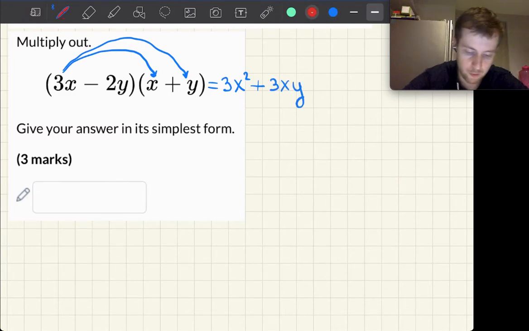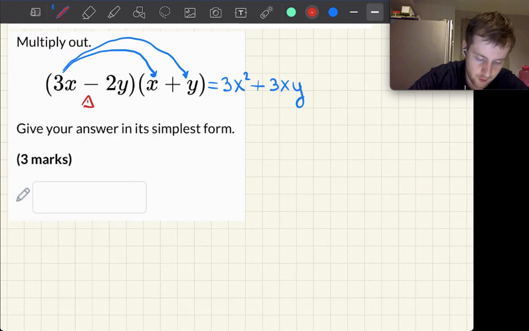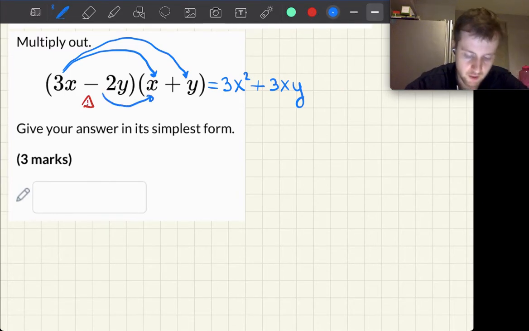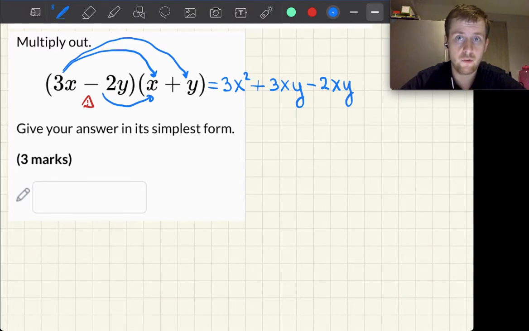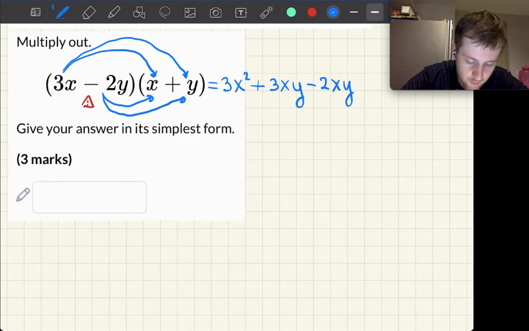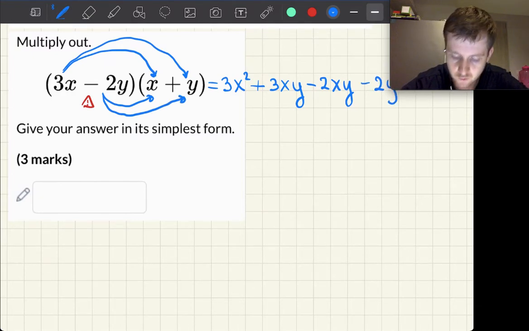Then again, don't forget about this sign. So minus 2y times x equals minus 2xy. Remember, in expressions, we write letters in alphabetic order. And then finally, minus 2y times y equals minus 2y squared.